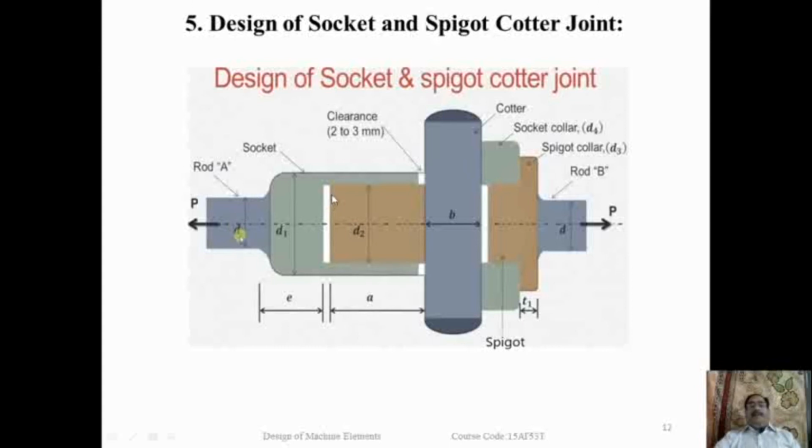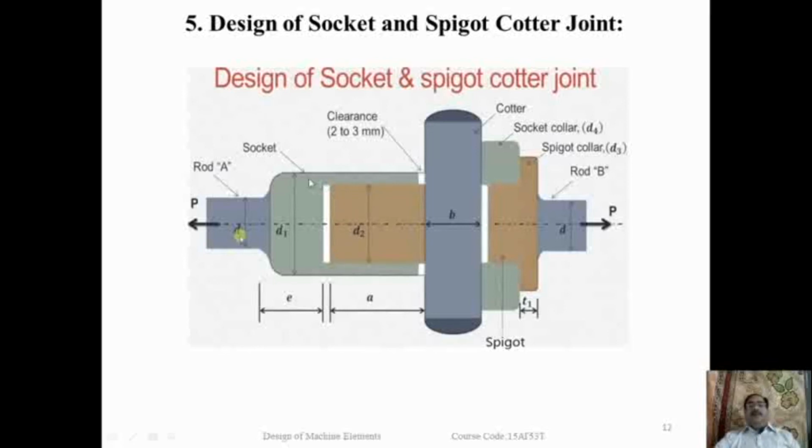Second one, this is the inside diameter of the socket. This is the inside diameter of the socket, which is also equal to the outside diameter of the spigot. So the inside diameter of the socket is equal to the outside diameter of the spigot.